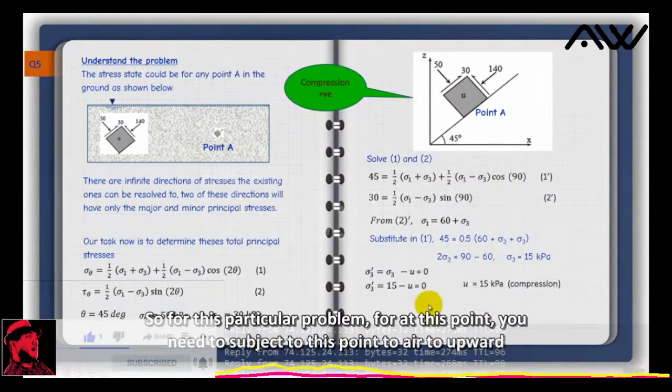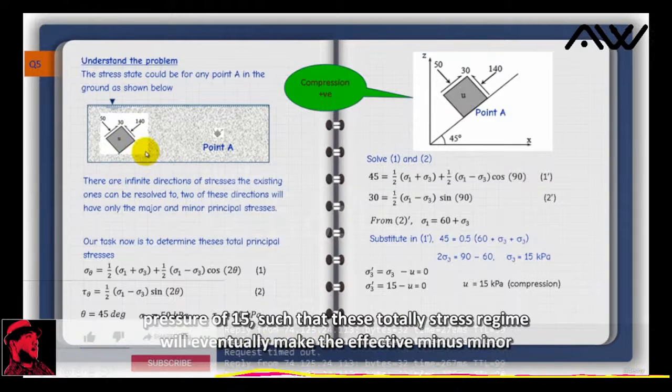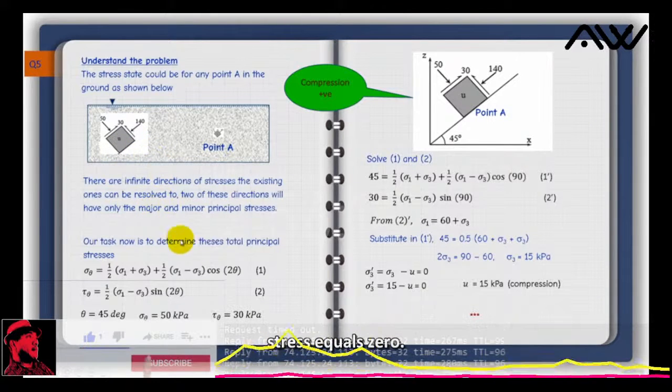So for this particular problem, at this point A, you need to subject this point A to a pore pressure of 15 such that this total stress regime will eventually make the effective minor stress equal 0.